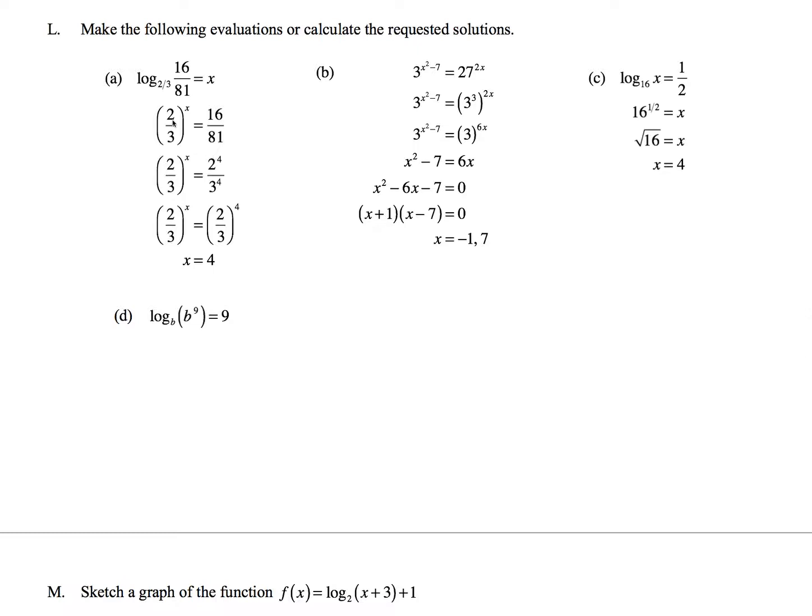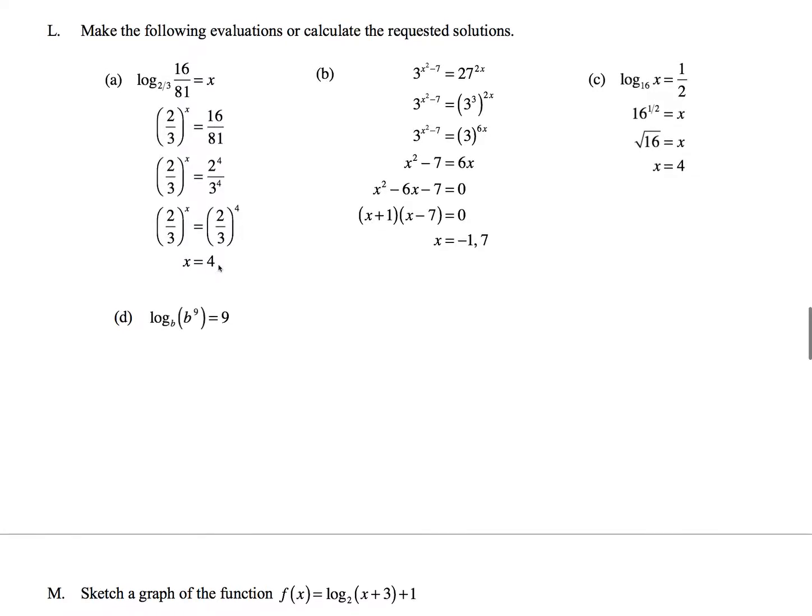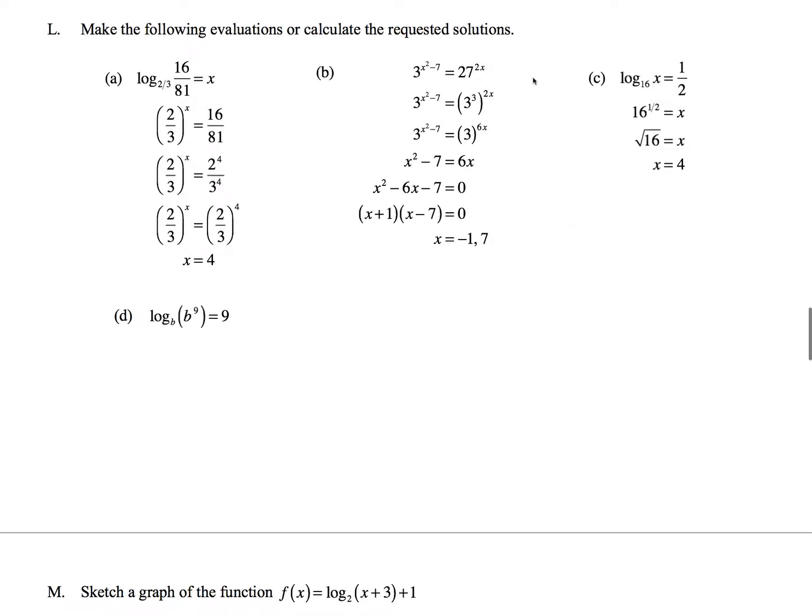Now hopefully I can, and I can, write the numerator here with a base of 2, and the denominator here with a base of 3. So 16 is 2 to the 4th, and 81 is 3 to the 4th. And so that means that I can rewrite this as 2/3 raised to the 4th power. And so that means that the x is equal to 4. That one's a little bit tricky. I don't really know if the question on the exam is that tricky.